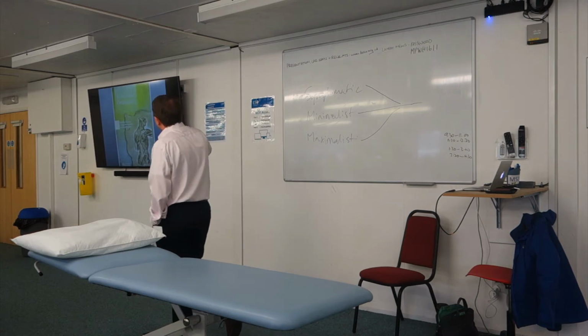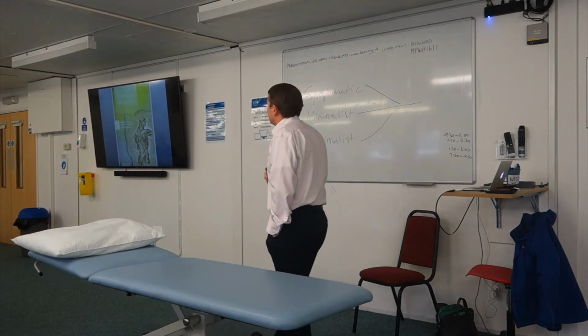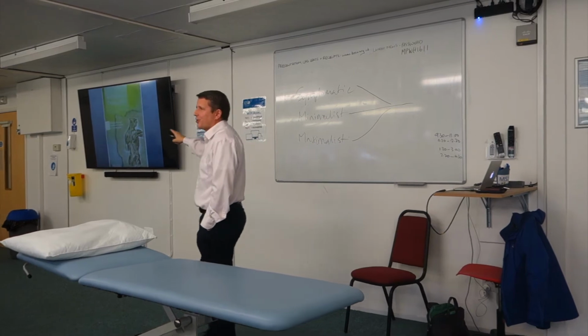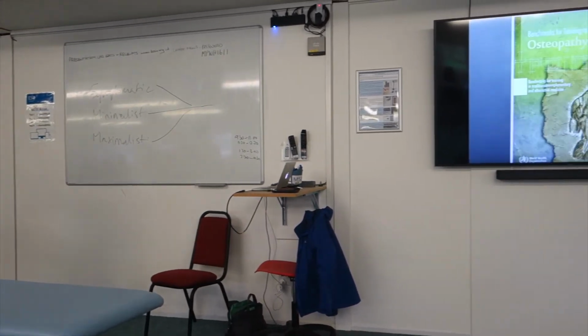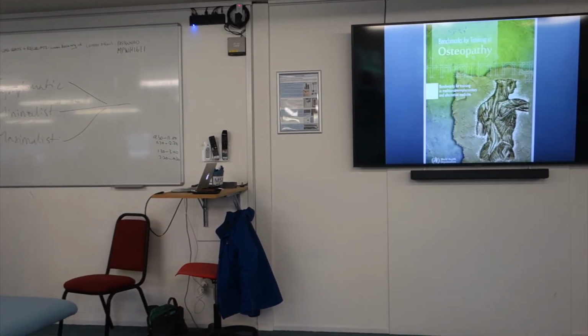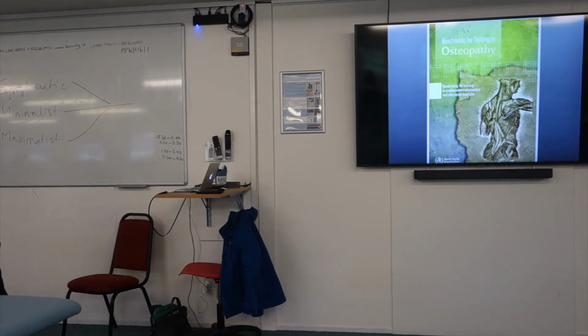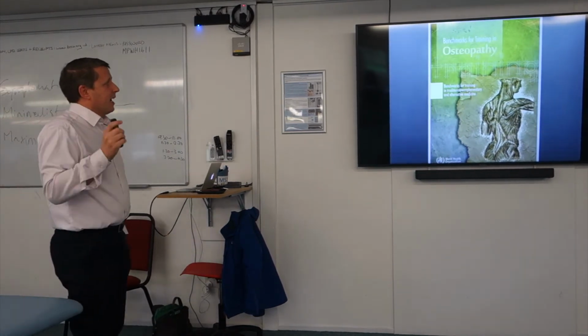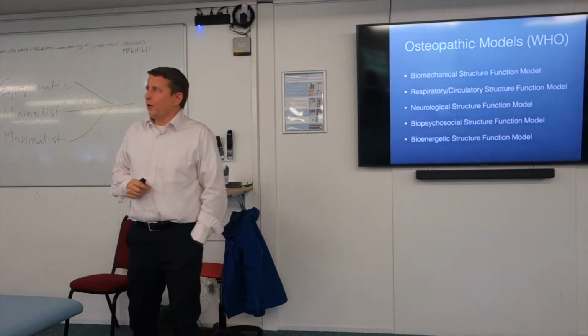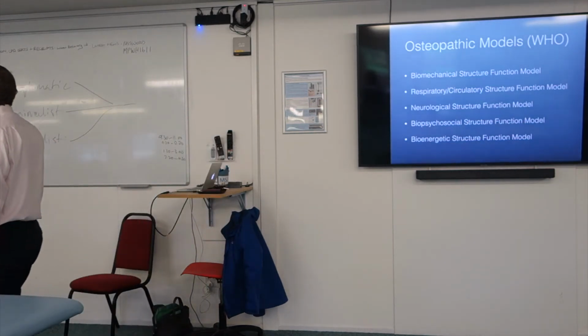So I'm going to talk about some of the models. This all comes from the benchmarks. This is the cover to the World Health Organization report on osteopathy. It's 35 pages. You can download it for free. If you just look it up, it has the benchmarks for osteopathic education. It's a really good document. And from that, it talks about the osteopathic models, the five models. Hopefully we're kind of there with that.